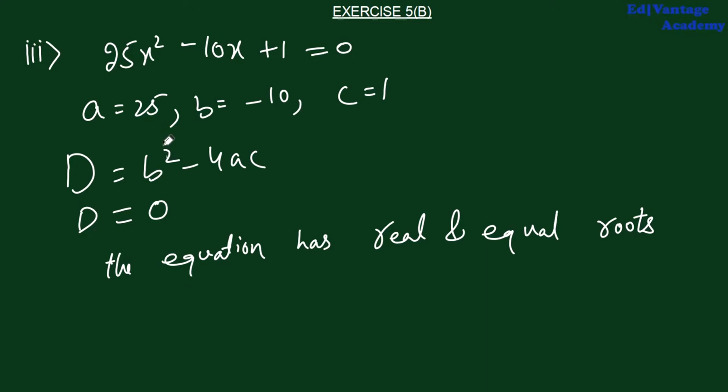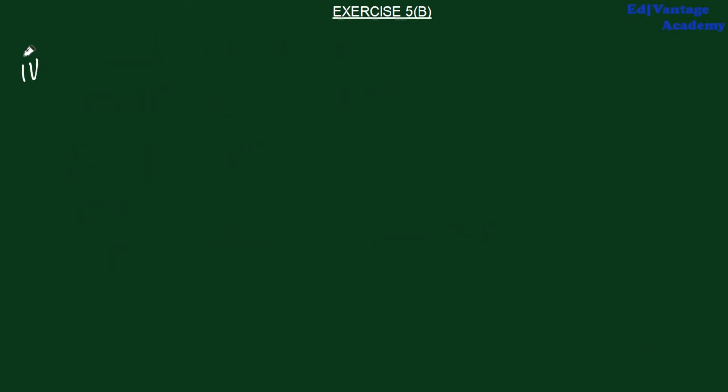Okay, you can substitute. This will be minus 10, a is 25, and c is 1. So it will come 100 minus 100, d is 0. We know when d is 0, roots are real and equal. So moving to the next part, which is the fourth one.